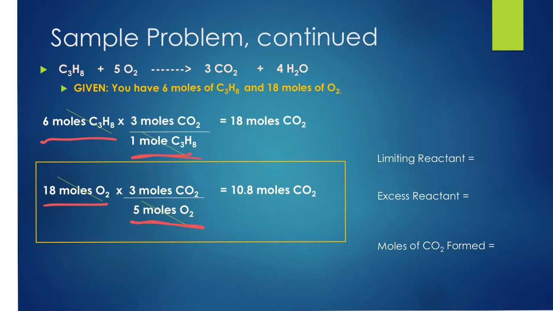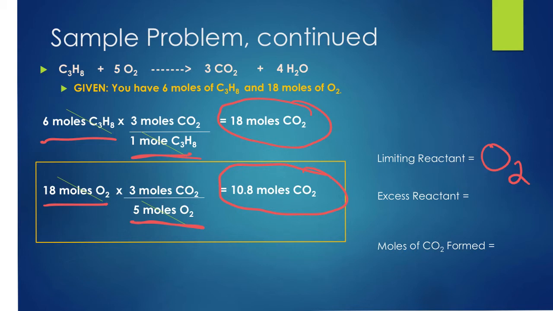And here we get 18 moles of carbon dioxide can be produced, and here we get 10.8 moles of carbon dioxide to be produced. Well, the question is, which one is the one that limits how much CO2 can be produced? And that's the one that produces the least amount. So in reality, oxygen, in this case, was the limiting reactant. It produced the least amount of CO2.